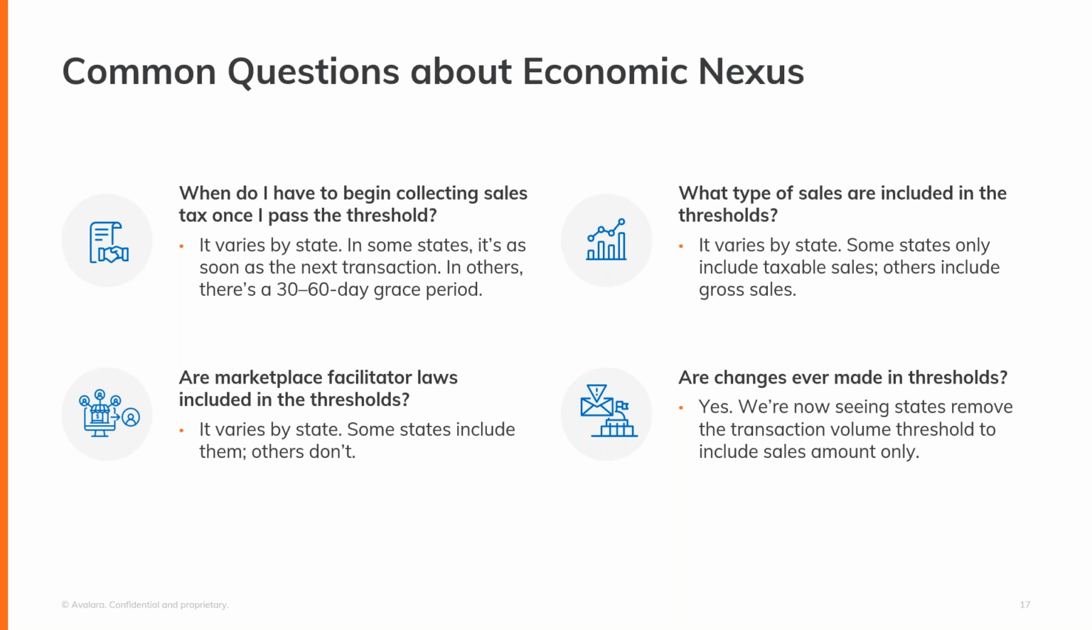What type of sales are included in these thresholds? We went over that: the majority of the states are looking at both taxable and exempt transactions. A lot of them are looking at gross sales, and just a few of them are only looking at taxable sales. As far as marketplace facilitator laws, it varies by state, but some of the states include them and others don't. Are changes ever made in these thresholds? The answer to that is yes.